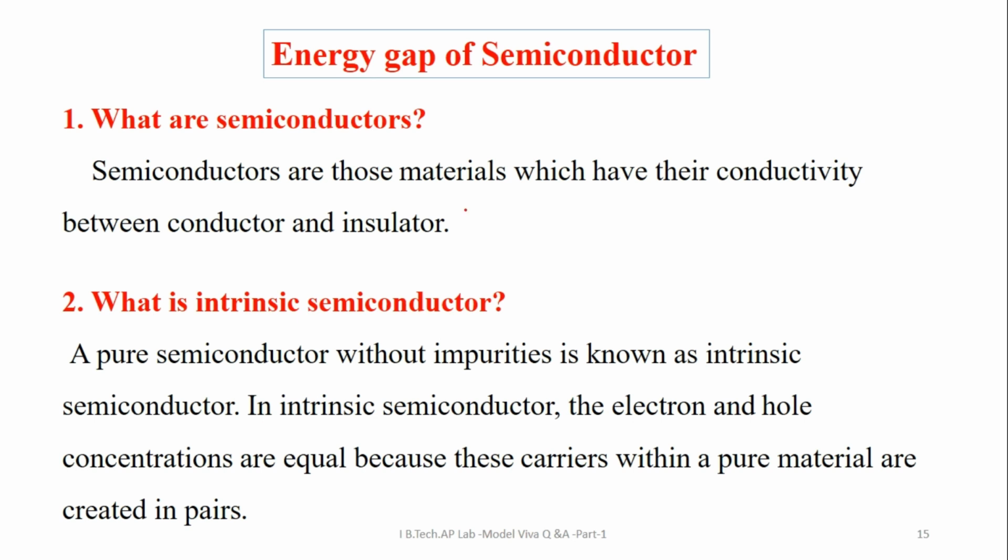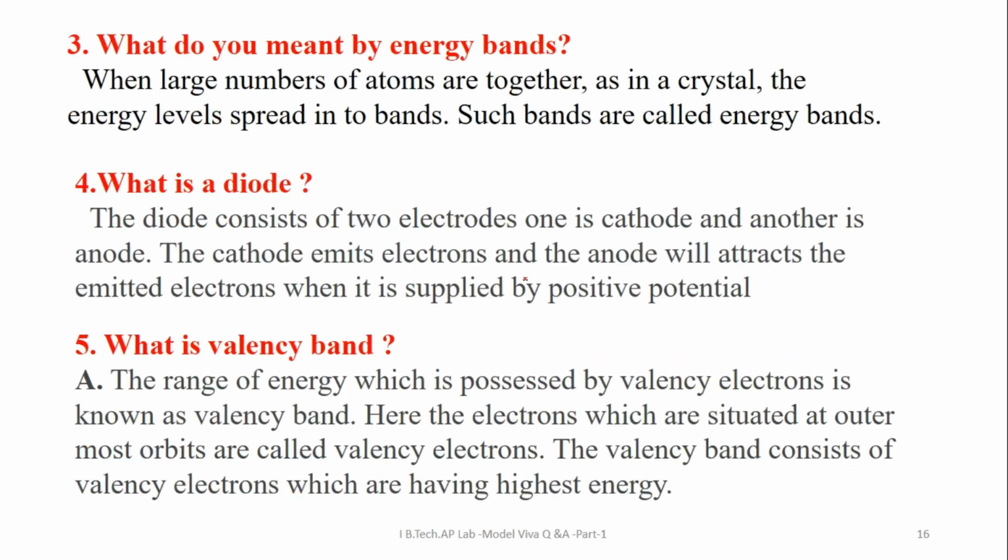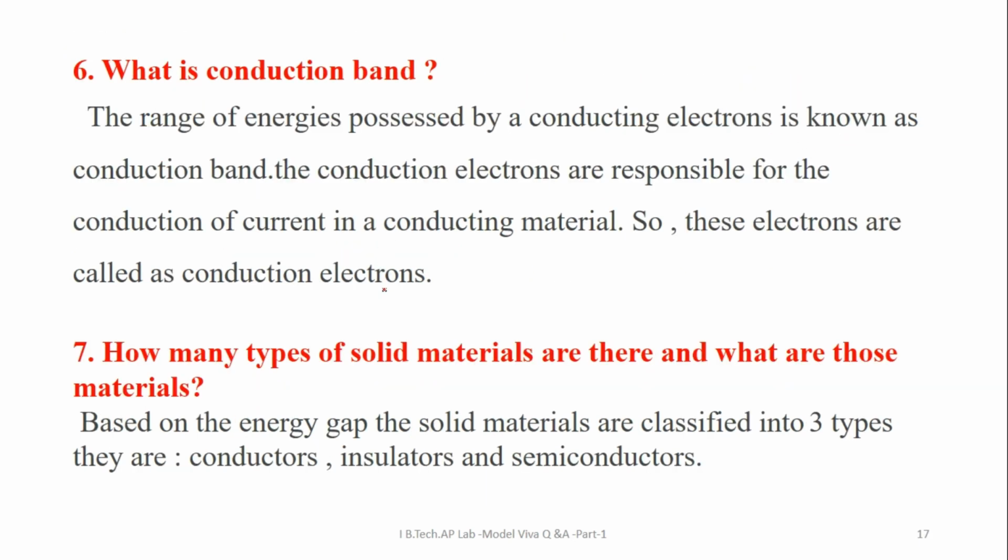So what are semiconductors? Basically, semiconductors are the materials which have their conductivity between conductors and insulators. Then what do you mean by energy bands? When a large number of atoms are together, as in a crystal, the energy levels spread into a band. Such bands are called energy bands. Then what is a diode? Then how many types of solid materials are there?